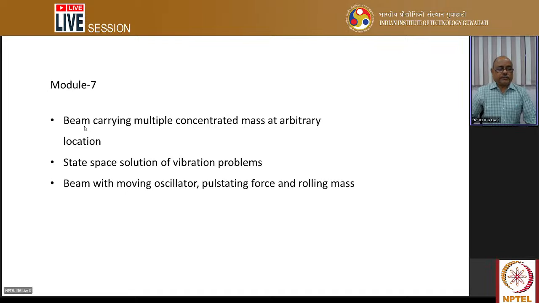In module 7, we discussed the beam with multiple concentrated masses at arbitrary locations. The closed form solution of the beam carrying a mass at the end is well known, and that is found from the exact solution of the differential equation after imposing the boundary conditions. But for a beam which carries a number of concentrated masses at arbitrary locations, the solution cannot be determined so easily by analytical means.